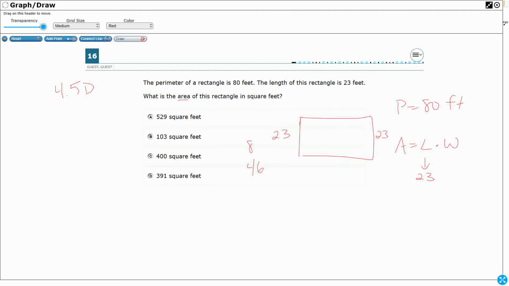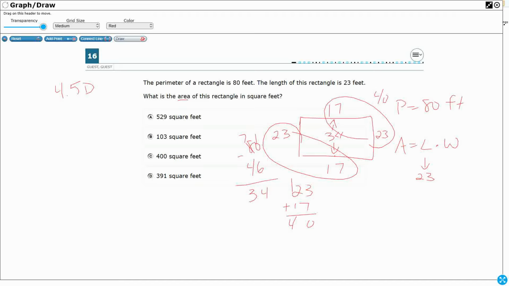So how much does that give me left between these two? Well, that's going to be 34. Now, that doesn't mean that each of these are 34. That means I've got 34 that I need to split between these two, right? And so if I take half of 34, that's going to give me 17 and 17. And if you're not sure, let's just check. 23 plus 17 is 40. So there's another 40. So they go back to 80.